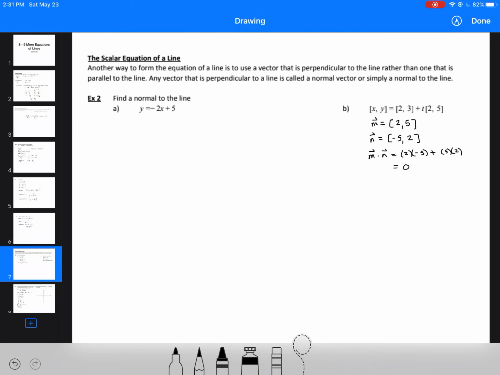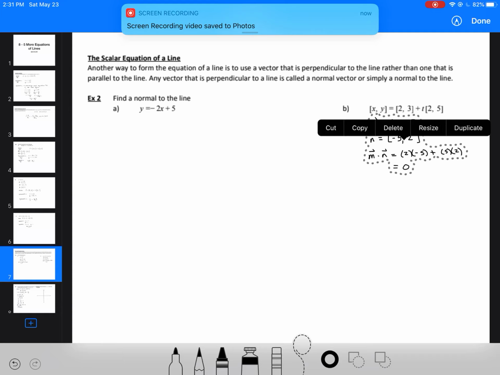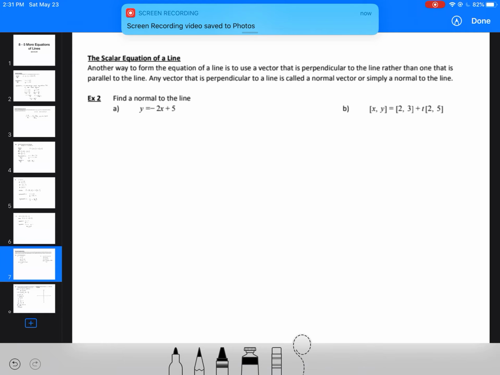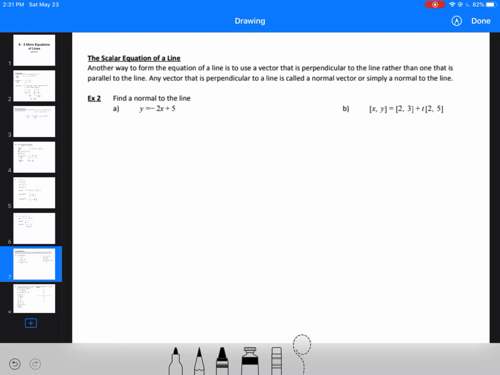Okay, so continuing on, you can actually also find the scalar equation of a line in 2D. And in order to do that, you need to know how to find a normal to the line. Because another way to form the equation is to use a vector that's perpendicular to the line rather than one that's parallel.